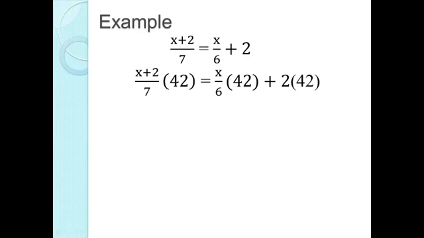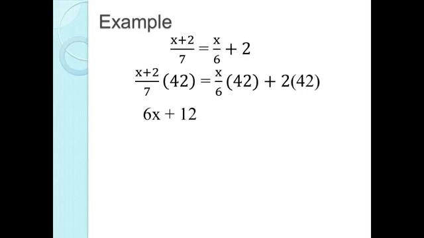Be careful with the first term. Remember, we want to first divide by the denominator, so 42 divided by 7 will give us 6. Next, we will multiply 6 by the numerator. In this case, our numerator is x plus 2, so we're going to have to distribute the 6 to our entire numerator. 6 times x gives us 6x, and 6 times 2 gives us 12.